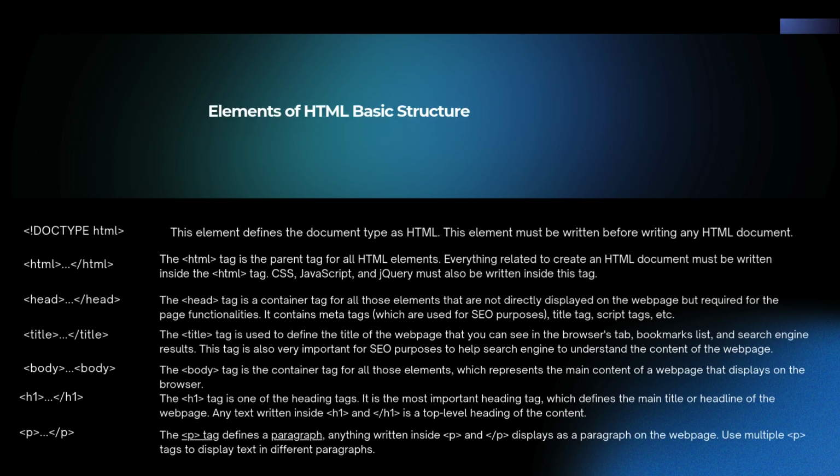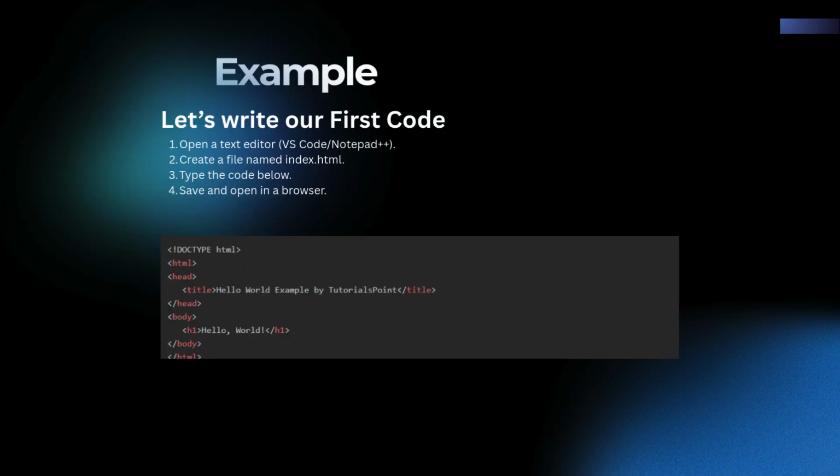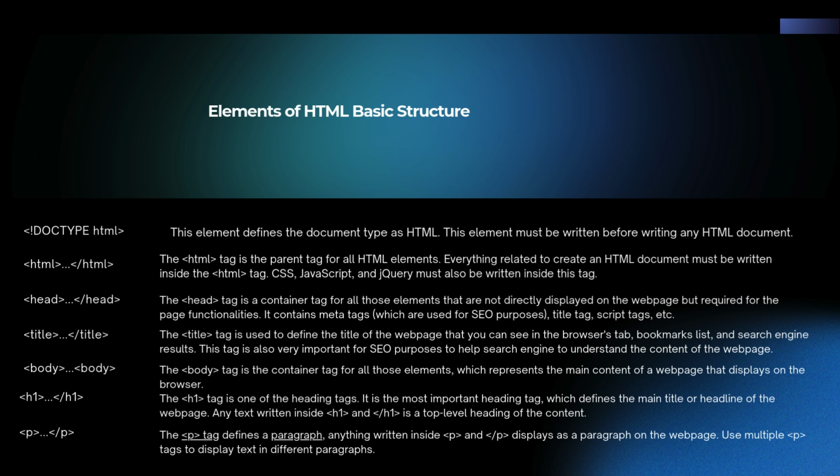Okay, so let us now look at some of the elements. One of them you will find in all HTML documents: the doctype. It defines the document type as HTML. This element must be written before any HTML document. The second one is the HTML tag. When I mention the HTML tag, notice the angle brackets.